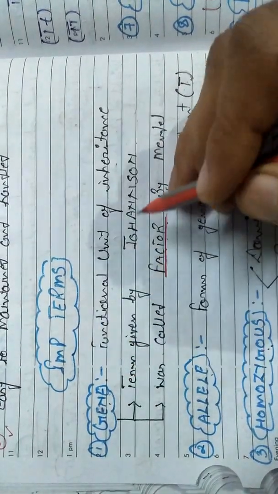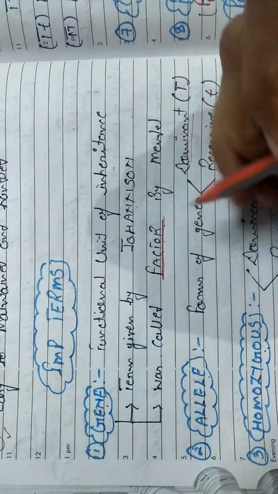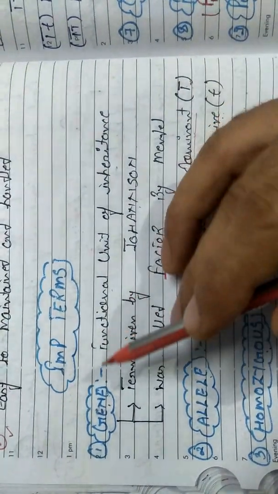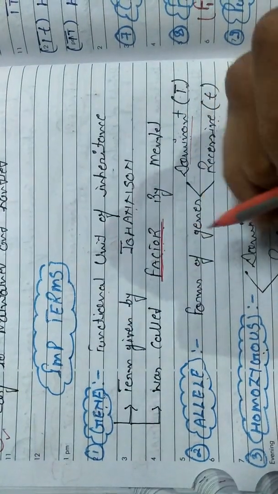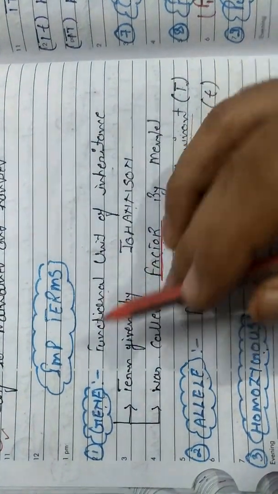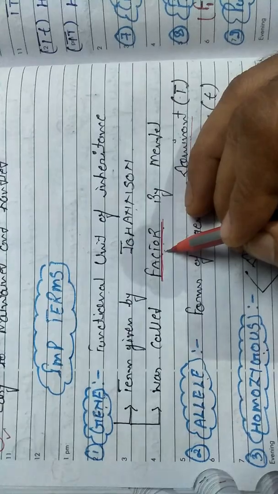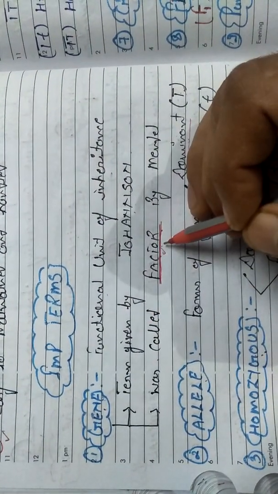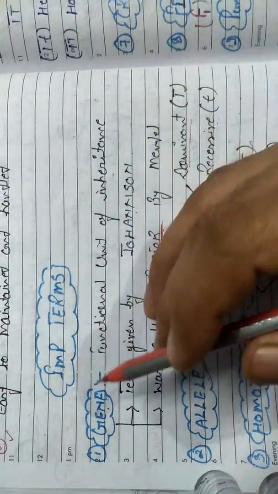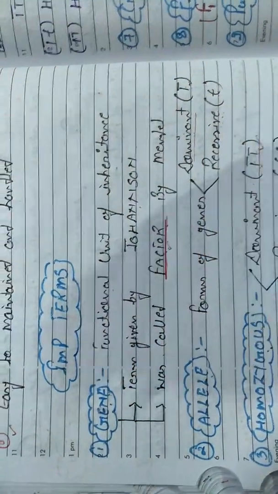This term gene was proposed by the scientist Johannsen, and Mendel proposed the gene with the help of a specific term which is known as factor. Mendel used a word to explain gene, which we call factor. Factor and gene, they both are same. Factor was first proposed by Mendel, and after rediscovery it converted into the gene.